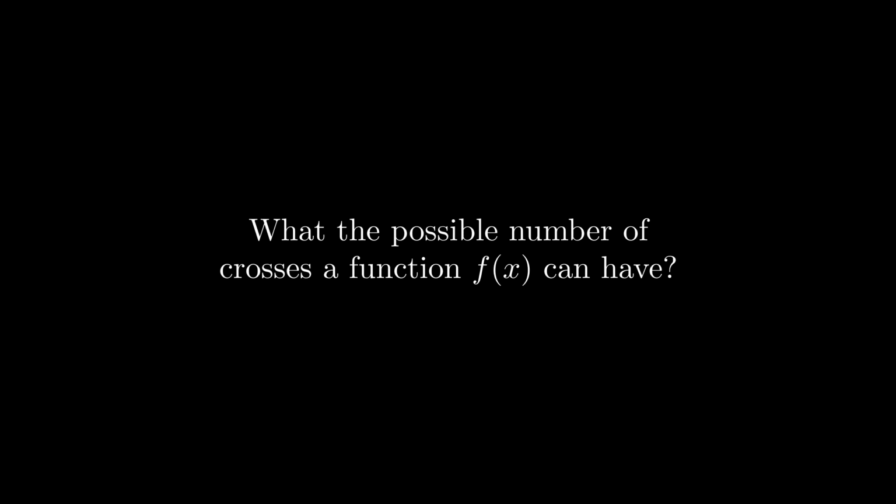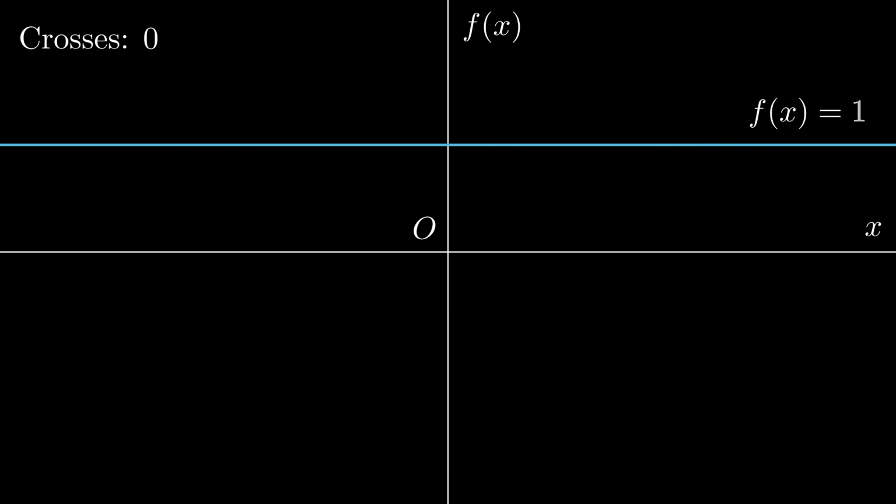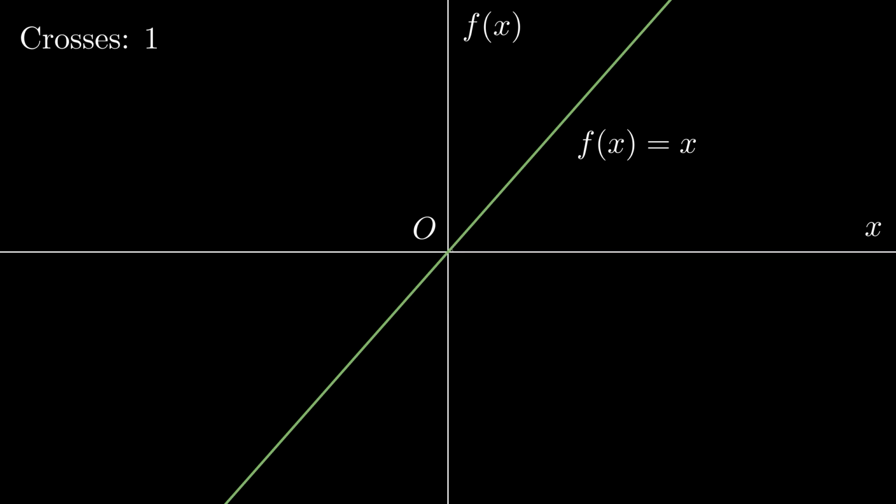With the definitions all introduced, we can finally ask the big question. What's the possible amount of times a continuous function can cross the x-axis? There is clearly a function with 0 crosses, and we have seen that f of x equals x has 1 cross. In general, we can connect some straight lines up to get any amount of finite crosses.